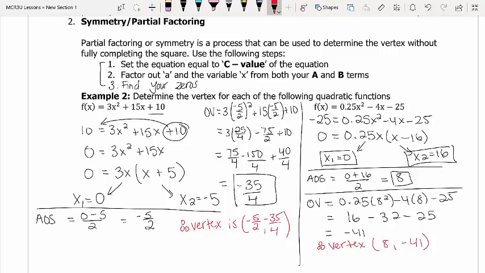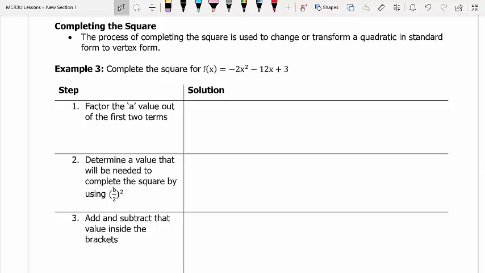Okay, so that's how you use partial factoring to find your vertex. Okay, I want to formally review completing the square with you guys because you're going to use this a lot. So completing the square is what helps you to transform a quadratic written in standard form into one in vertex form. Let's go ahead and convert this quadratic from standard form into vertex form by completing the square.